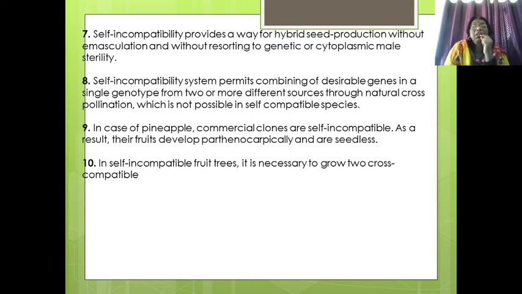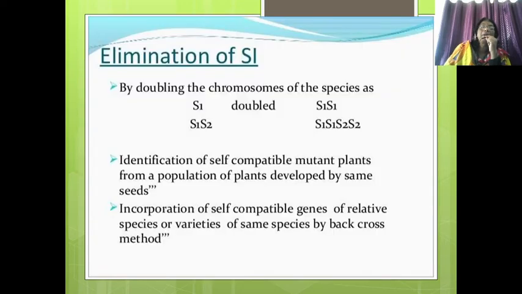Self-incompatibility system permits combining of desirable genes in a single genotype from two or more different sources through natural cross-pollination, which is not possible in self-compatible species. In case of pineapple, commercial clones are self-incompatible. As a result, their fruits develop parthenocarpically and are seedless. In case of self-incompatible fruit trees, it is necessary to grow two cross-compatible ones.